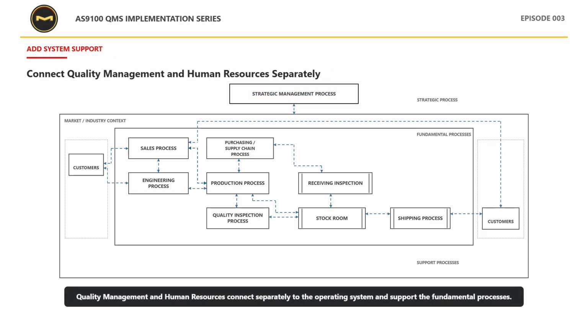Below the fundamental frame, first add quality management and draw its own dashed double-headed exchange with operations. It carries system control and improvement information. Then add human resources and give it a separate dashed double-headed exchange for competence and personnel information. Material does not flow through either support process.